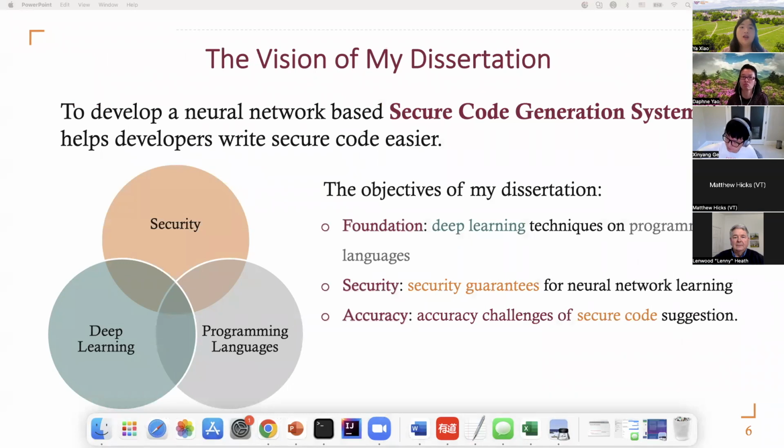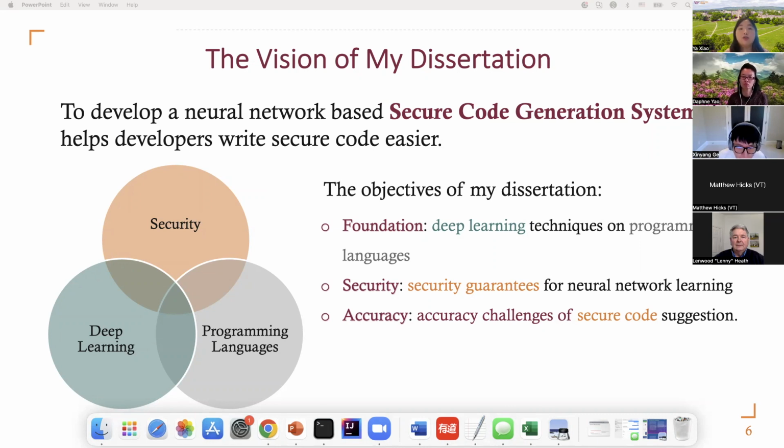Therefore, to help developers write secure code more easily, the vision of my dissertation is to develop a secure code generation system that helps developers generate secure code suggestions based on neural networks. This work requires the intersection of security, deep learning, and programming languages. Specifically, we have several objectives.